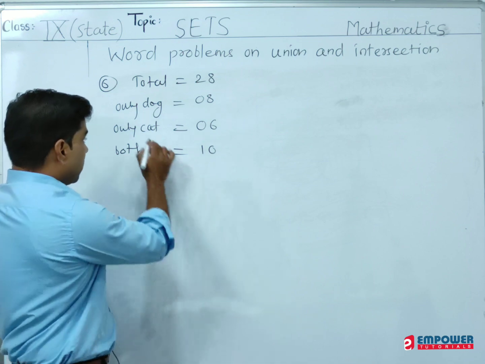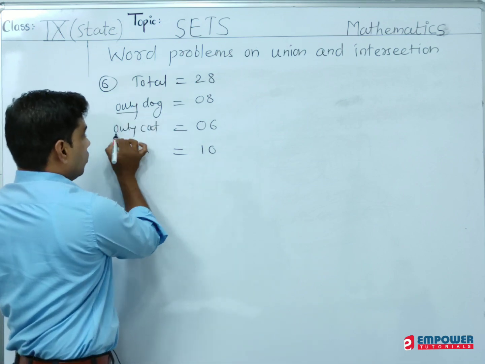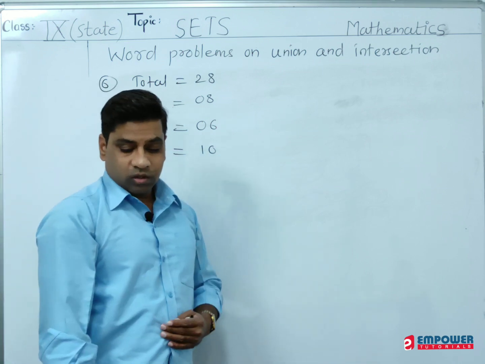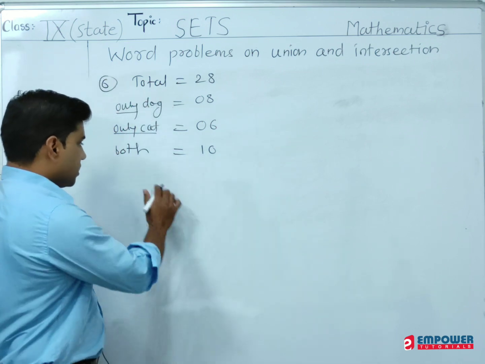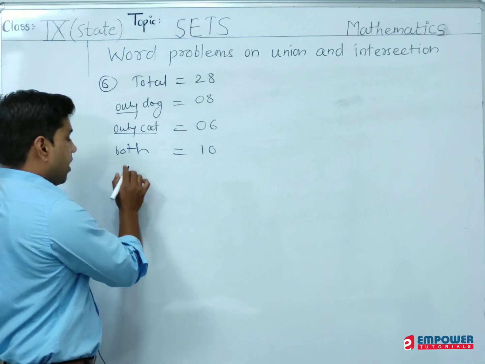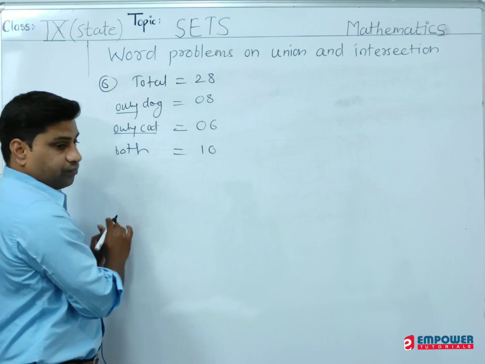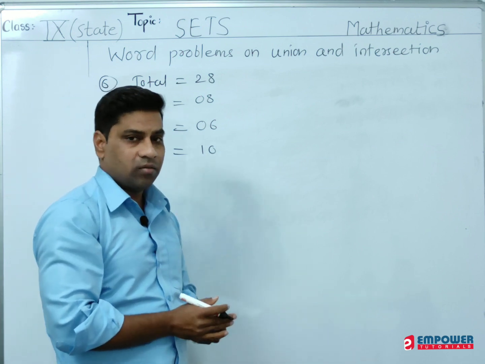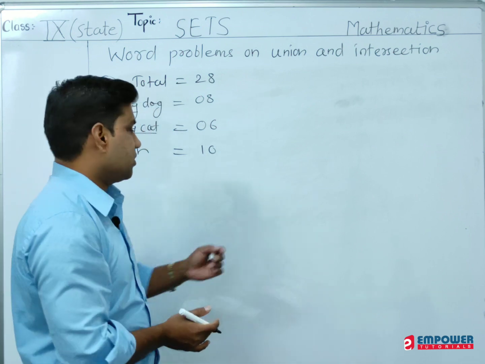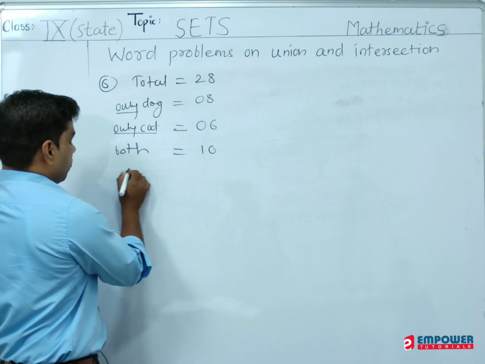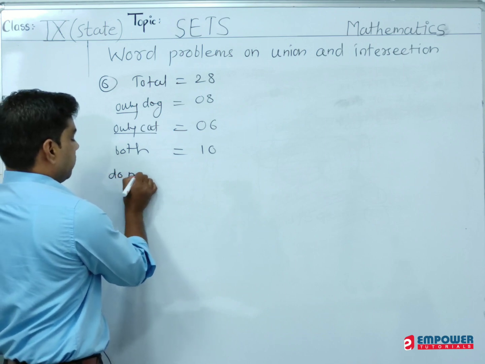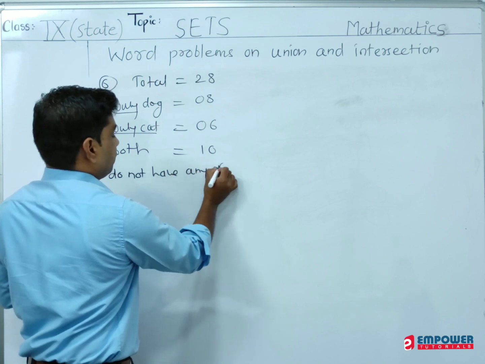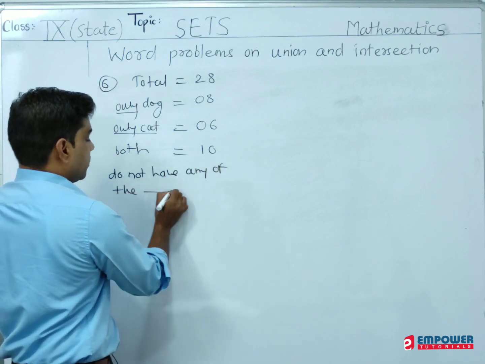You understood? Now see here, you have to understand these words: only dog and only cat. And I'll tell you how to solve this. Now what is asked? The question asks: find the number of students who do not have any animal, either dog or cat, as their pet animal.